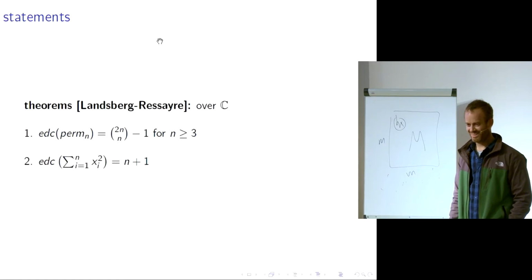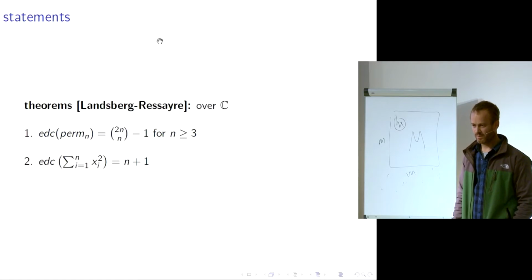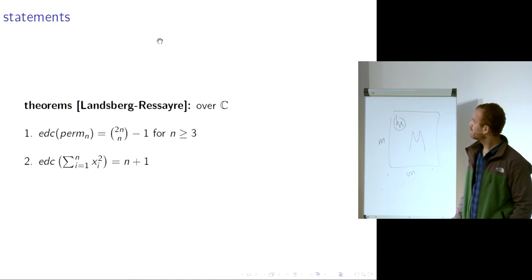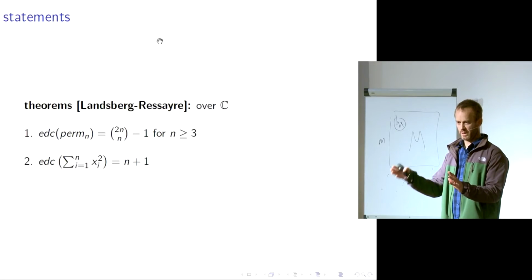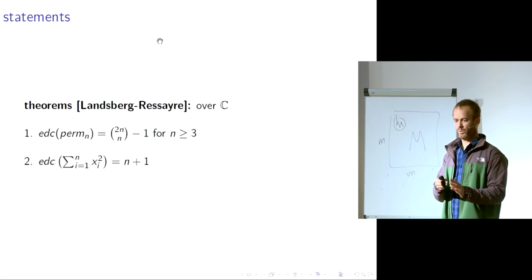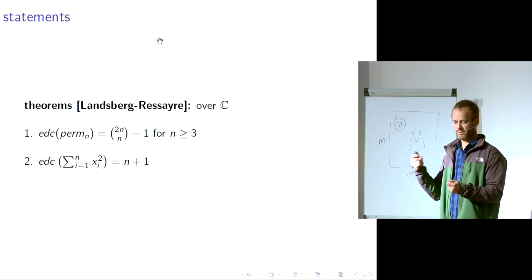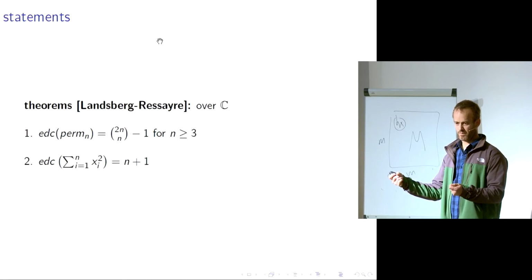What is the difference between DC and EDC? It looks like DC, the definition. So for DC, we just want the determinant of M to be F. For EDC, we want the determinant of M to be F, and we want that M will respect the symmetries of F. We add an extra condition.